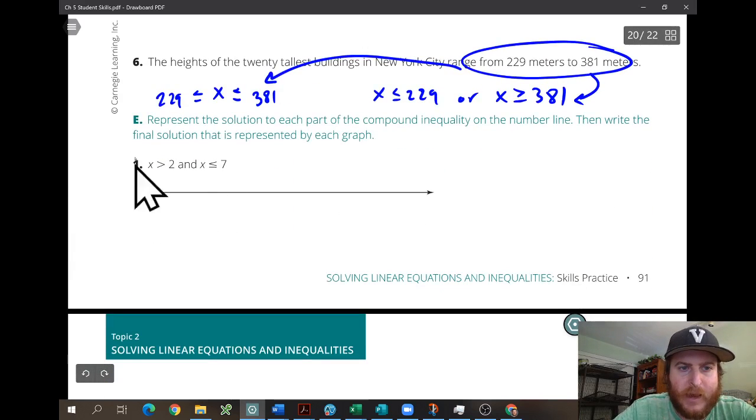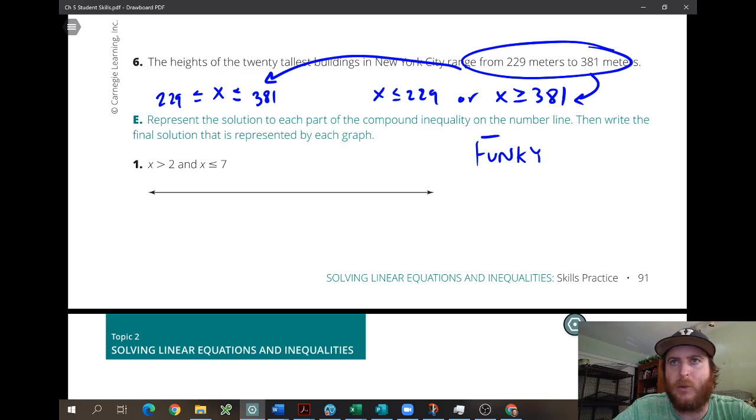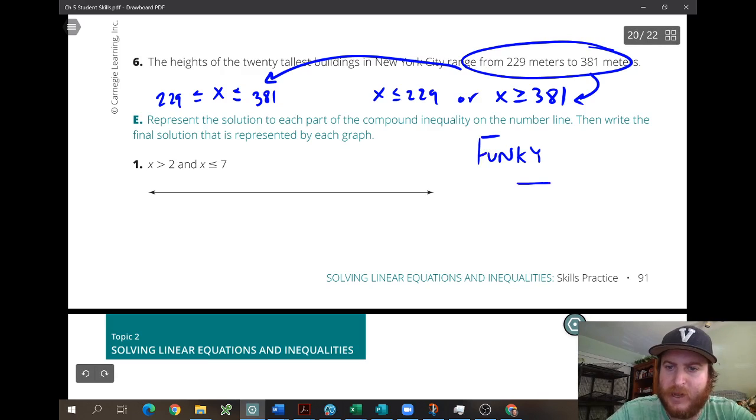Okay. And then finally, this last section, it says we're going to represent these on the inequality line and then write the final solution. These are the funky ones, where some of these are really funky. Some of them are kind of straightforward and normal, but these are where we might have some of the weird cases. Actually, all of them but one are pretty normal. Only one answer is a funky case. So when I say funky case, that's when we get something like this, where you have these going the same way, right?